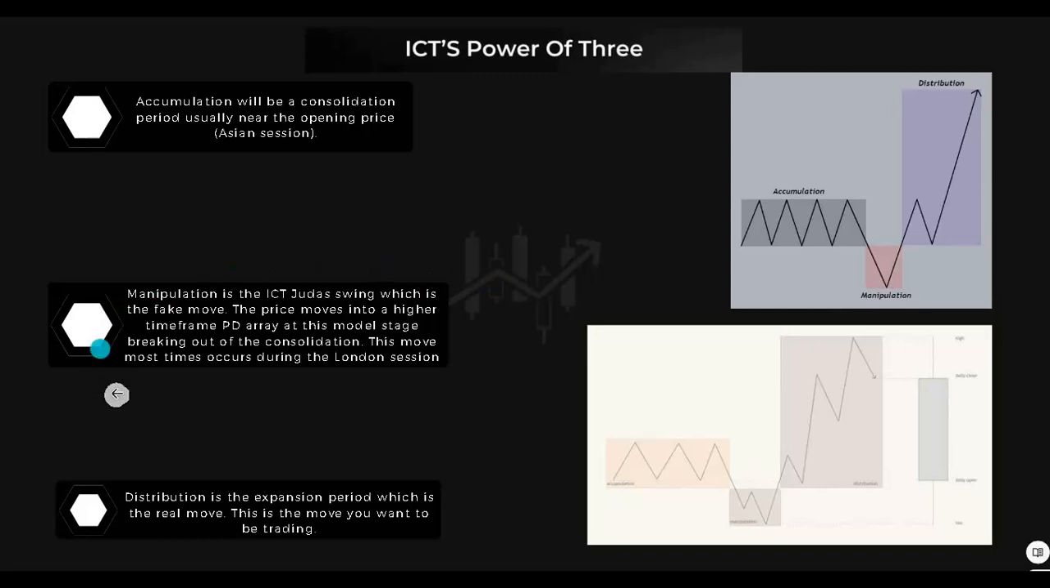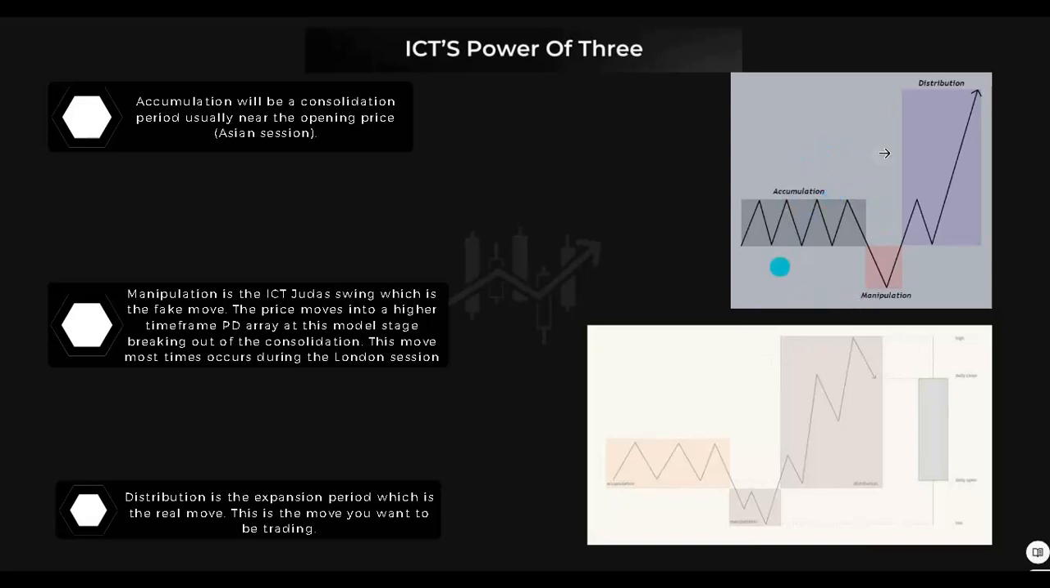The second stage, manipulation. This is the ICT Judas swing, which is the fake move, right? So this is the move which is described here, which is illustrated right here. This is the move that is used to mislead retail traders into thinking the market is breaking out on one side when it is actually just accumulating or triggering stop losses and triggering sell orders.